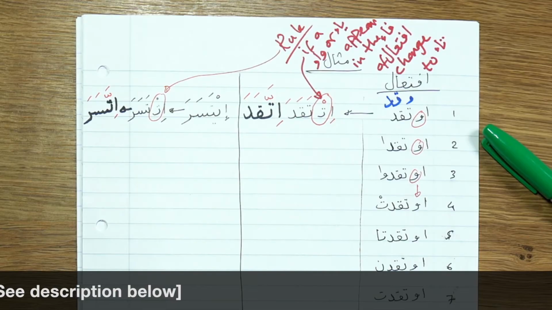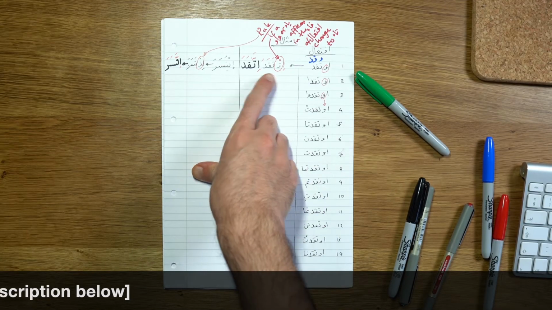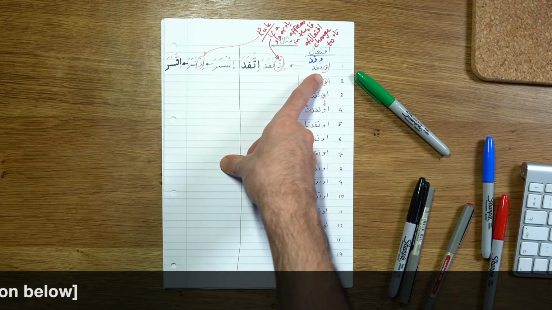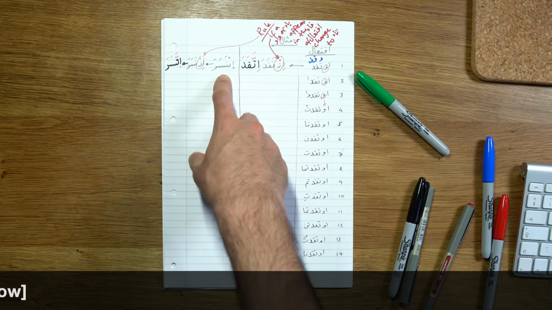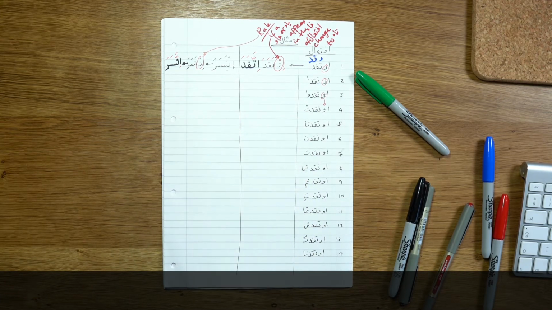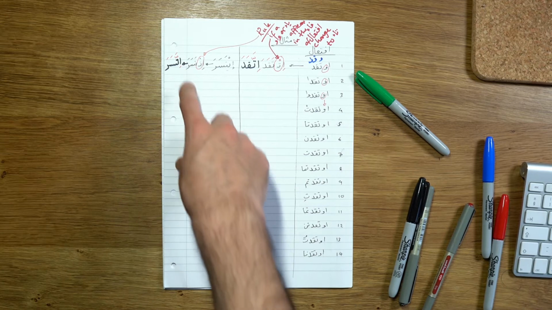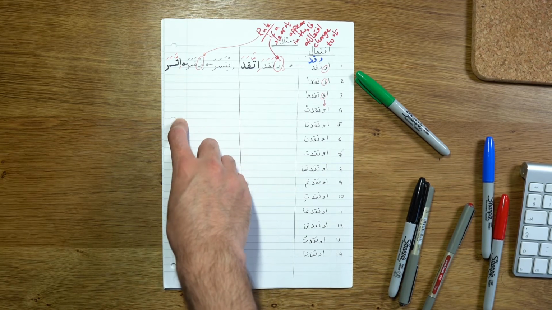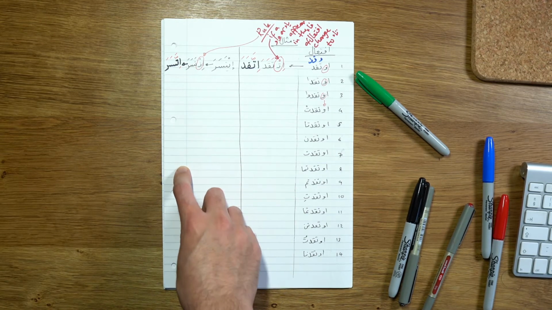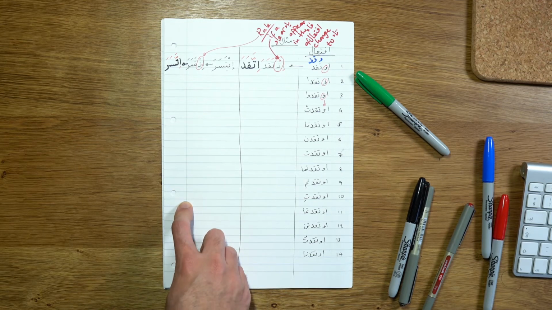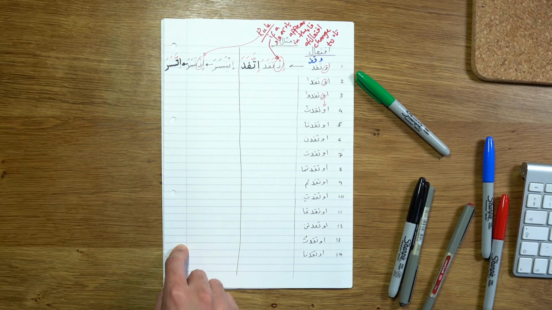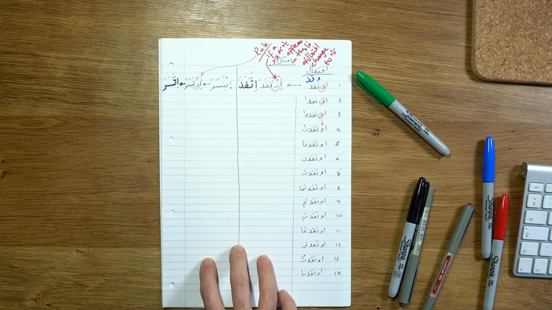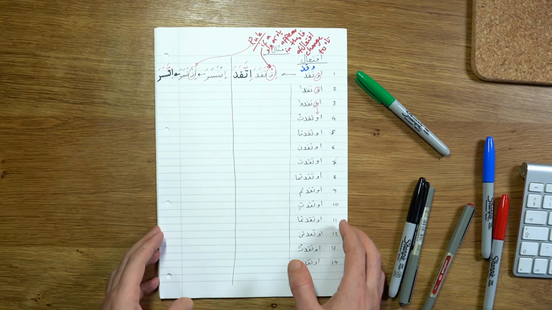Ittasara. Okay, so iwtaqada becomes ittaqada. Ittasara becomes ittasara. And the same thing goes down for the bottom as well. So ittasara, ittasara, ittasaru, ittasarat, ittasarata, ittasarna, ittasarta, ittasartuma, ittasartum, ittasarti, ittasartuma, ittasartuna, ittasartu, ittasarna. And there you have it. That's basically your list, and that is the rules that you will need for this.